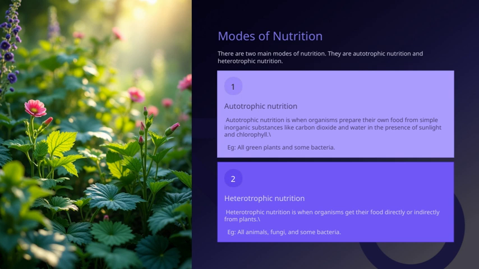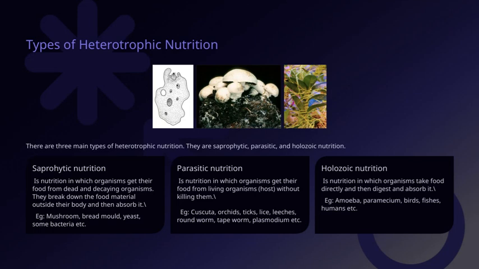Understanding these two modes is crucial because they highlight how different organisms sustain themselves and how they fit into the broader ecosystem. Autotrophs are like the producers, creating food from nothing, while heterotrophs are consumers, relying on others for their sustenance. Let's look at some examples of organisms that use different types of nutrition.